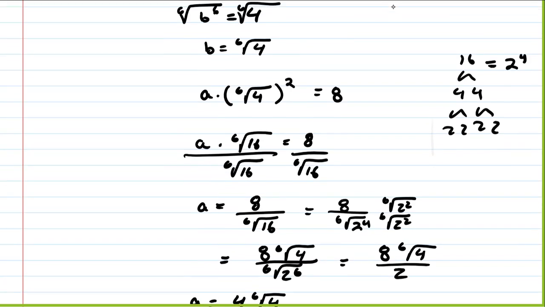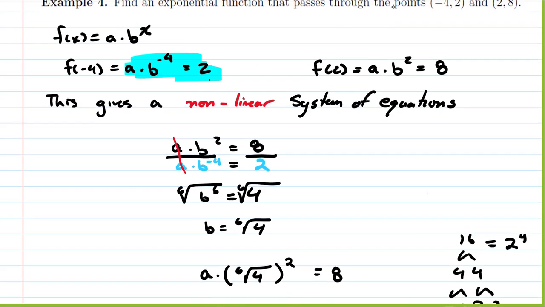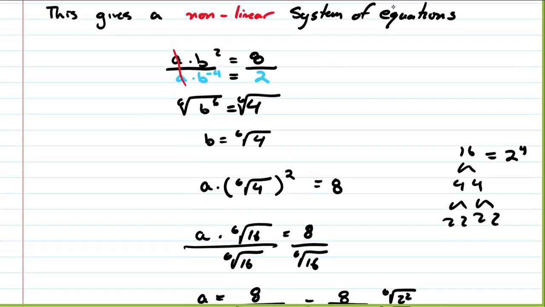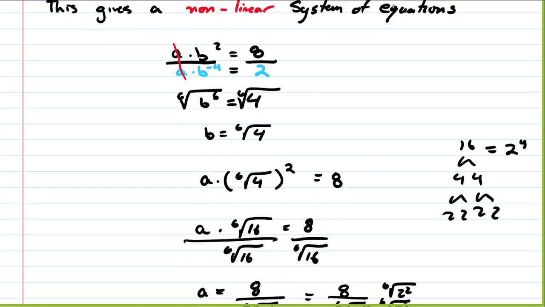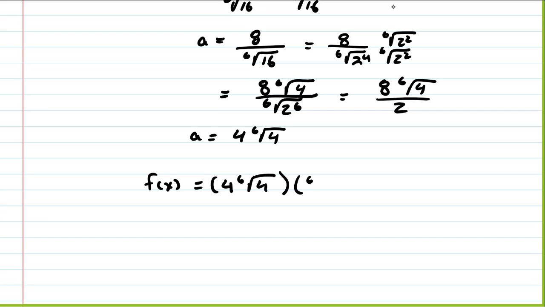So now we know a and we know b. So that gives us f of x is equal to our a, 4 times the sixth root of 4, times b, which was, where did I write b down? The sixth root of 4, to the x. So oftentimes you're just going to want to approximate these, and in the homework they're going to have you round to, I believe it's 3 decimal places.